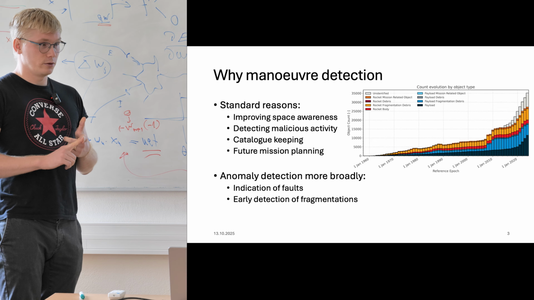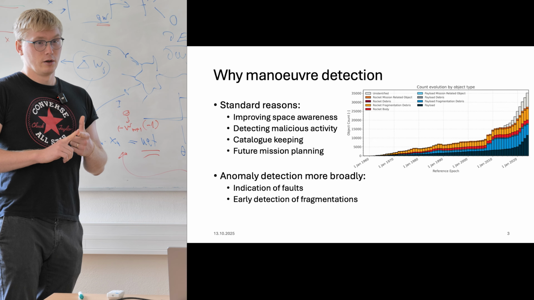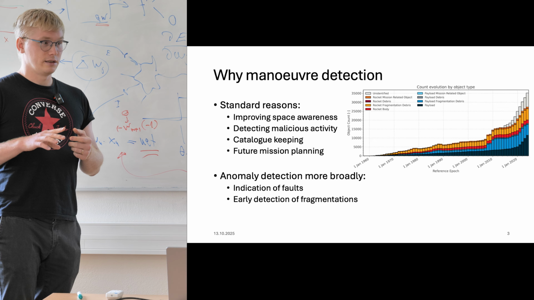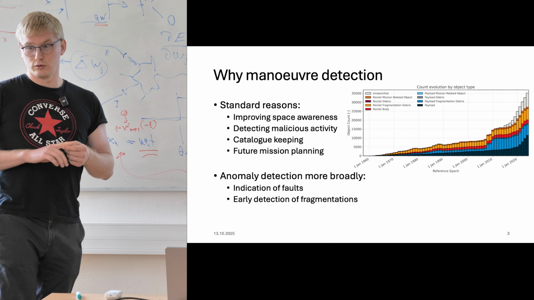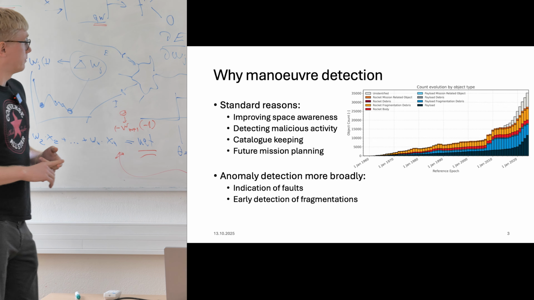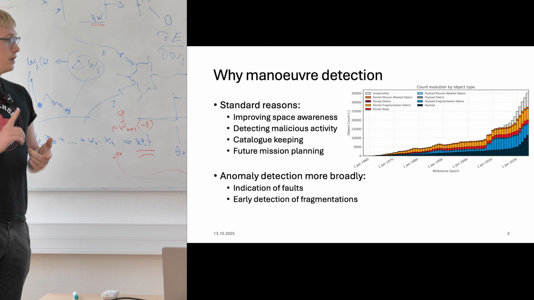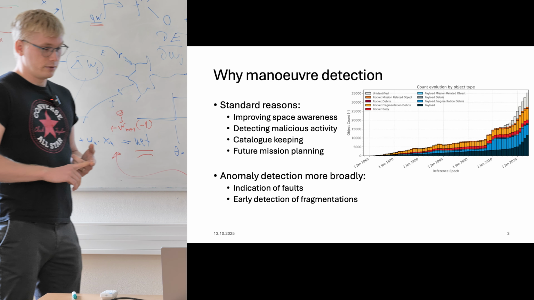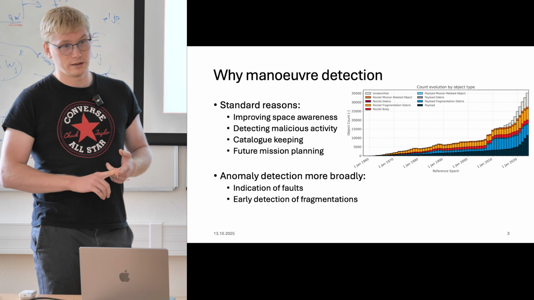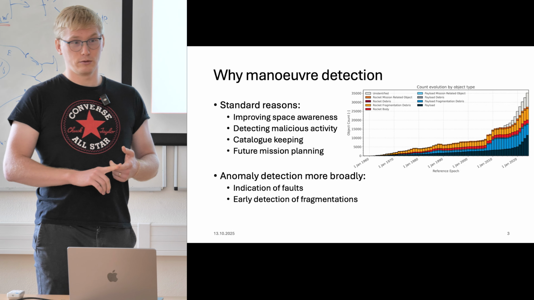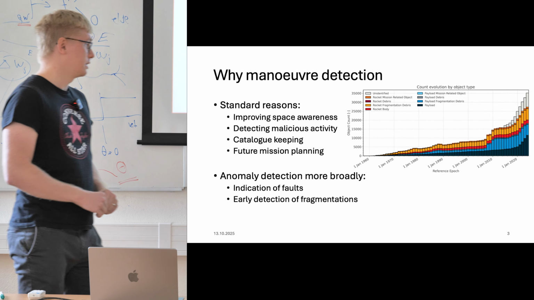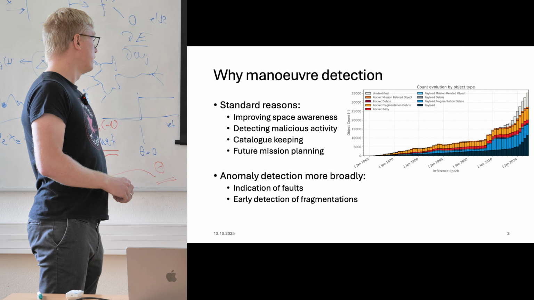It is very necessary for catalog keeping, where this can cause some numerical instabilities in some routines if we don't know that there was a maneuver. It's necessary for future mission planning, fuel allocation, etc. And in recent years, it also became necessary to detect maneuvers because of malicious activities by other governments. So there are, I would even say, military reasons for this.